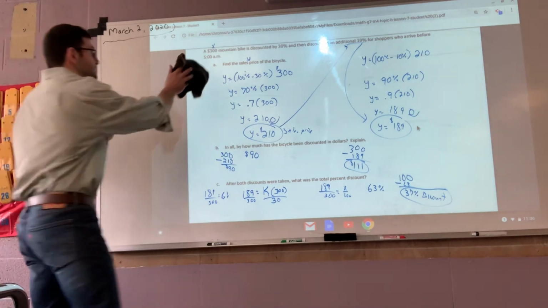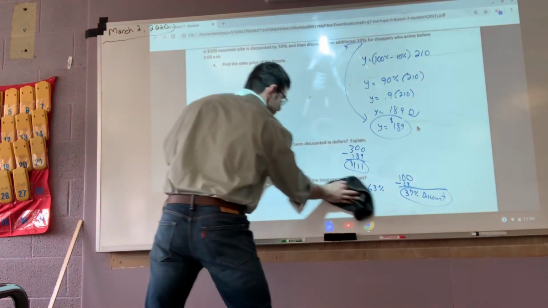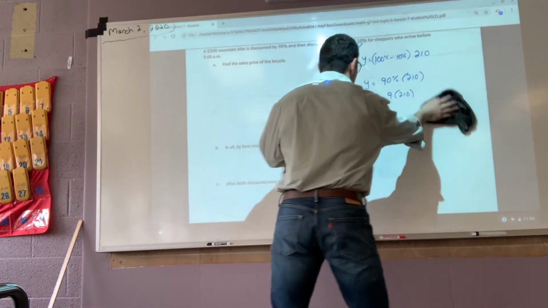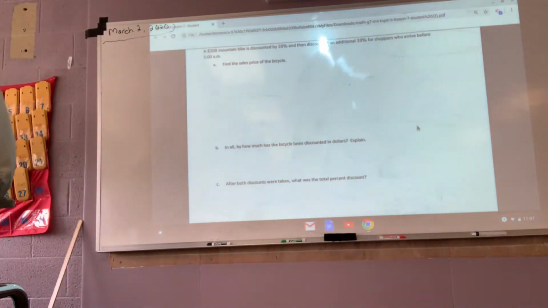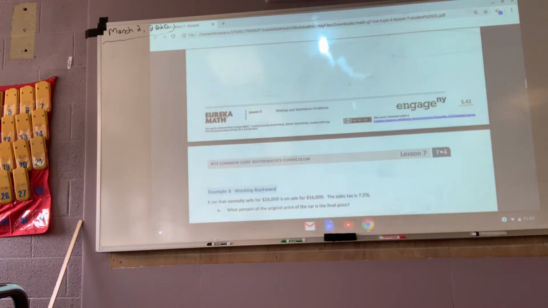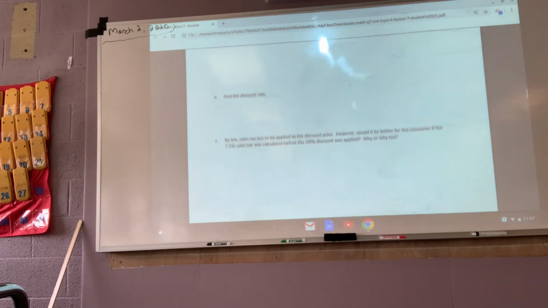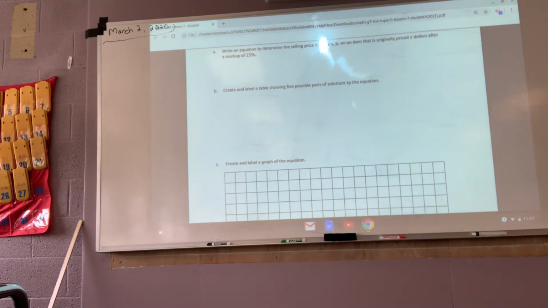Okay, so let's take a look at this graph. And why am I going to make you use this y equals kx kind of stuff? So we're going all the way to exercise 4. All the way down to exercise 4, passing all these, passing this one.